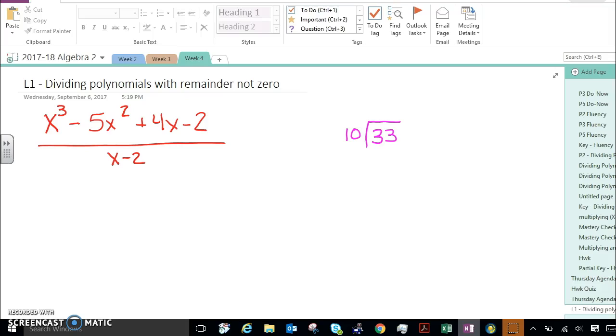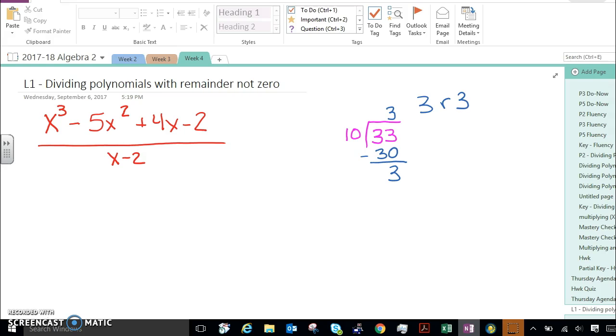We're going to start with an easy long division problem back from grade school. We're dividing 33 by 10. So we'd say 10 goes into 33 3 times. We'd multiply 3 times 10 and get 30. And we'd subtract. And we'd say, hey, the answer to this is 3 with a remainder of 3.